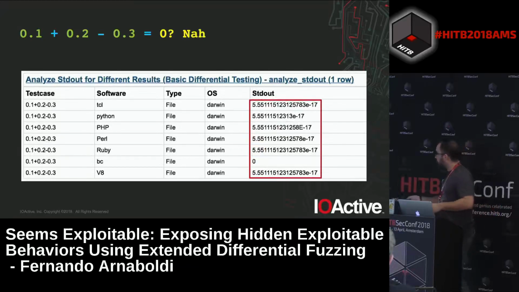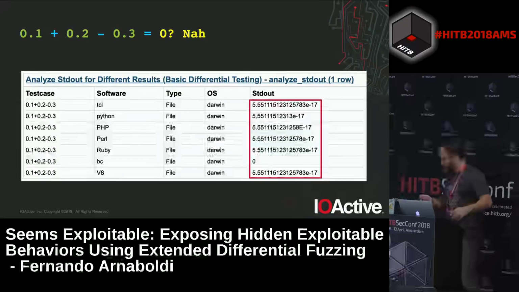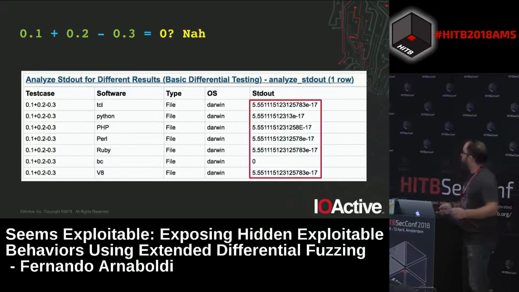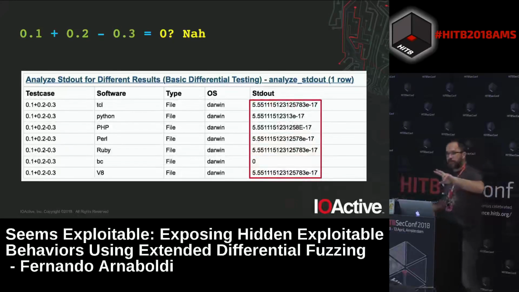BC, the calculator almost at the very bottom, had the number 0. That's because it's a calculator, you know what it does. All the other programming languages say, okay, it's a number 0 plus a lot of zeros, and then the number 5 and so on. Depending on the programming language, it has a better approach to what the real number is. But it's never 0.